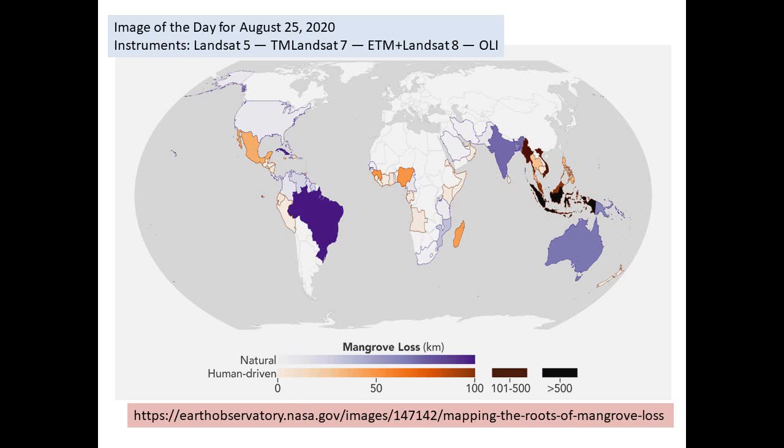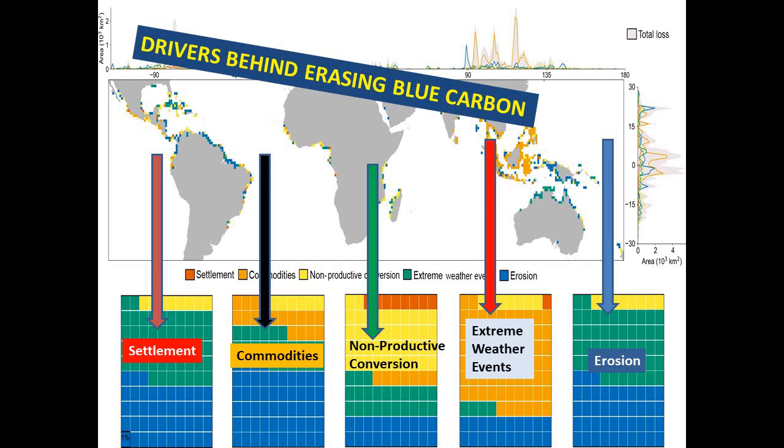Now, this is a map generated by NASA, which tells that mangrove loss occurs by natural factors and also by human factors. And these are the prime drivers: the settlement, the commodities, the non-production conversion, the extreme weather events and the erosions. These drivers actually result in wiping and erasing the blue carbon from the blue planet.